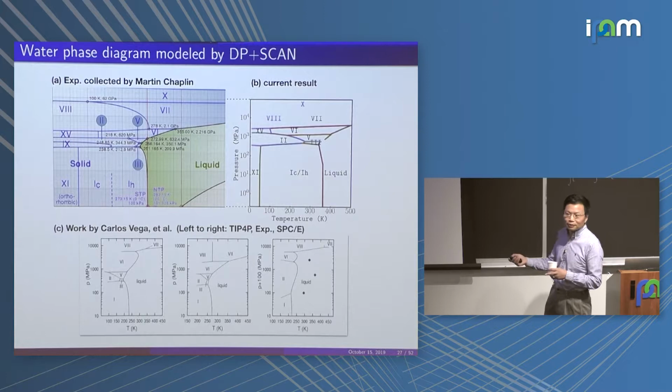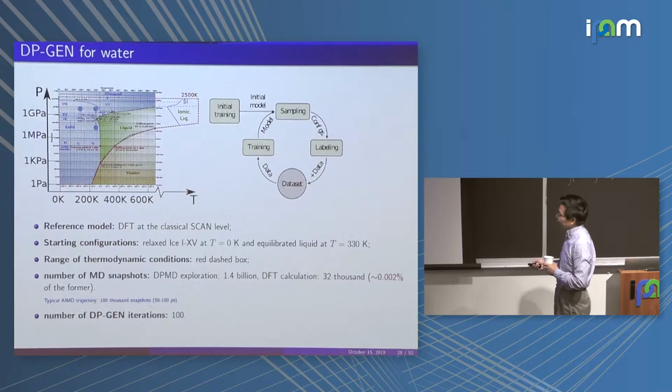And the potential we have now generates a phase diagram that is at least qualitatively very close, if you compare with what's done before, TIP4P or SPC/E, which is quite far from the experimental result. So now the phase diagram we produced, according to Roberto Car, is the first time that one can produce qualitatively similar phase diagrams. And these are the details for generating the potential for water. If anybody is into water, we can talk about it. Well, actually, I don't know much about it.